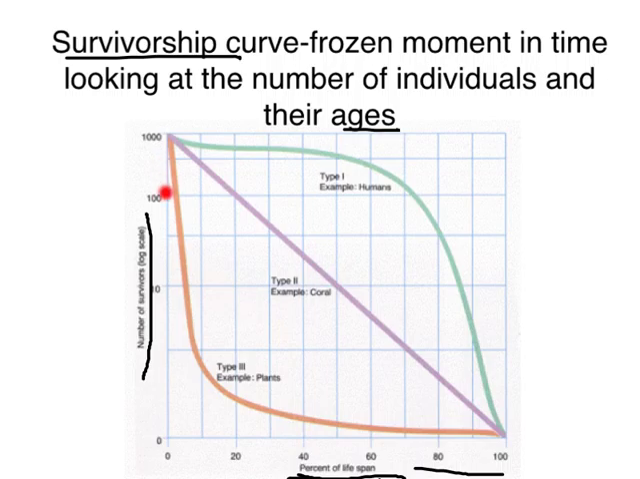The last type is type 3. And notice that you see a huge decline here early, and that's high infant mortality. But then there's a point where if you can make it past a certain age, you're less likely to die. Notice the slope of the line changes and gets shallower. You survive and survive and survive and survive. So this is kind of the opposite of what humans do. A lot of plants will do this, where you put out a bunch of seeds, but only a few of them actually survive and become adult plants. But those are the 3 types of survivorship curves.